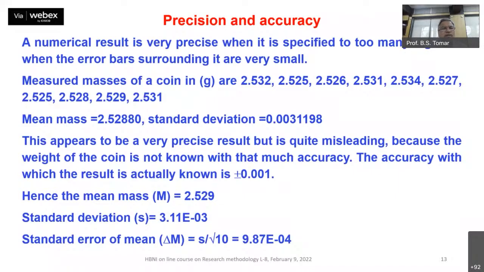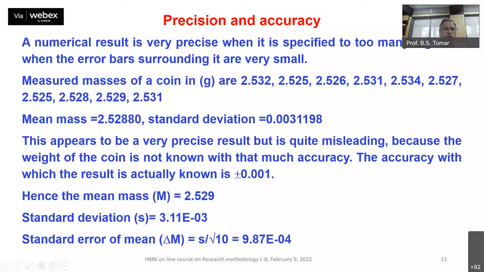Just to give you an example. You measure the mass of a coin in a balance in grams, and these are the 10 measurements of that coin mass, 2.532, 2.525, and so on. Now, if you want to arrive at a mean value of the mass of the coin, you get 2.5208. You take the mean value by an Excel sheet or calculator, and a standard deviation of 0.00311898. Like that, you can get numbers, but whether they are correct or not, what decimal point you should take, that we should be knowing.